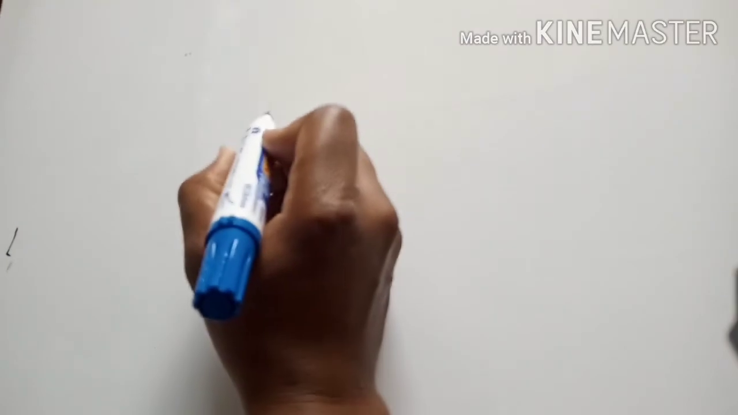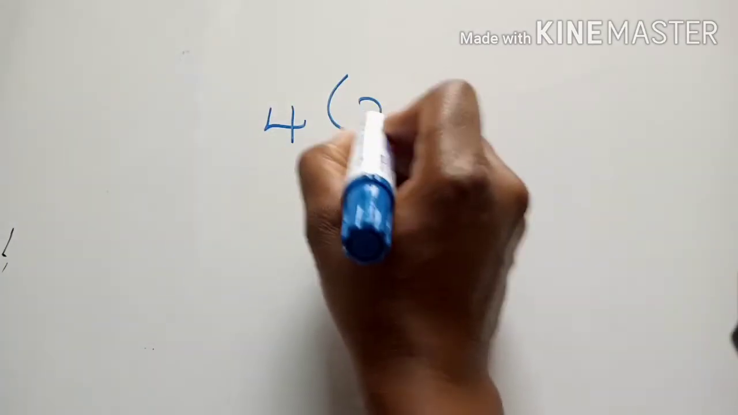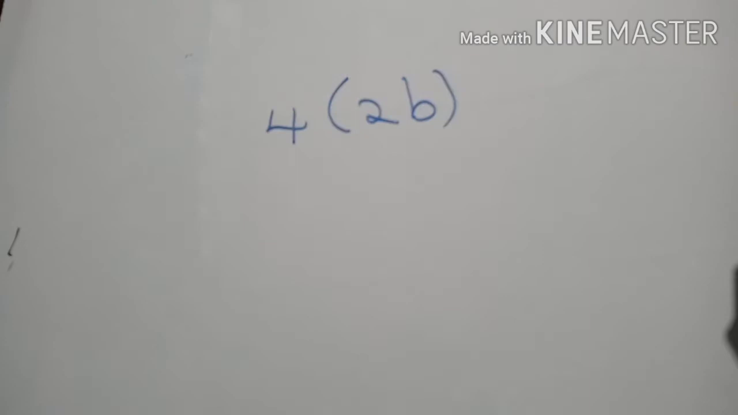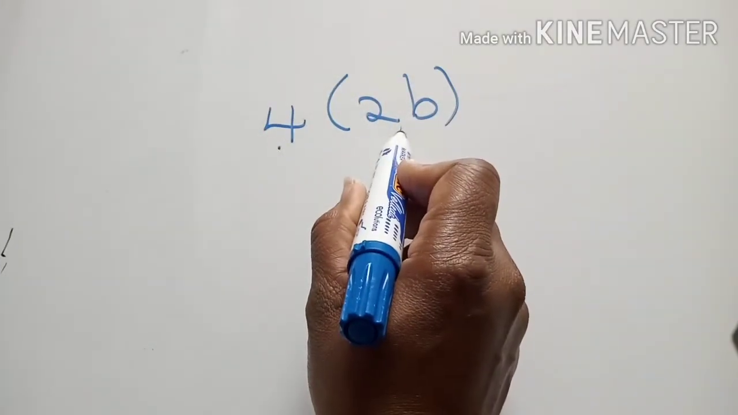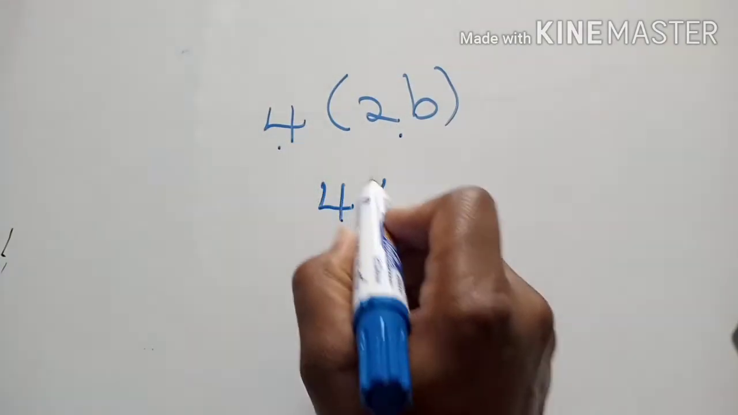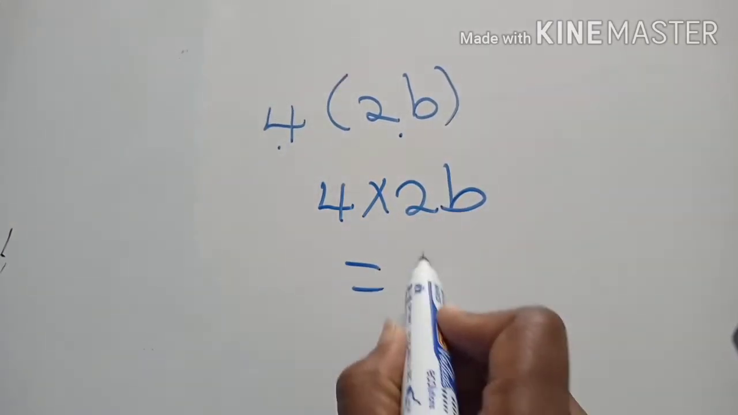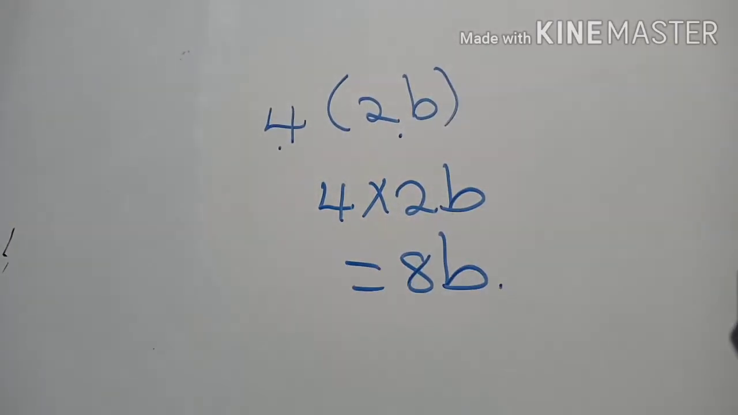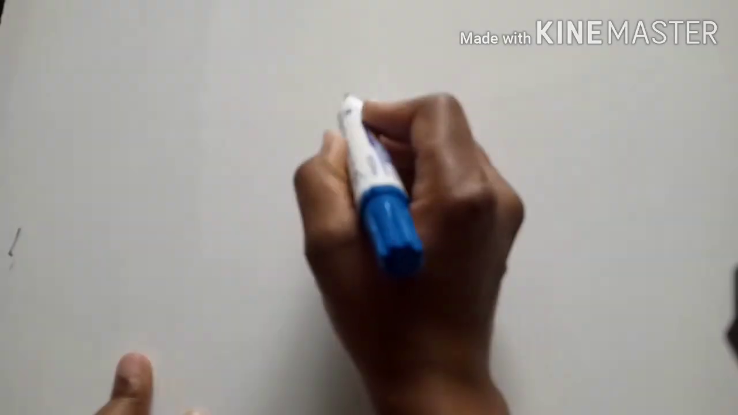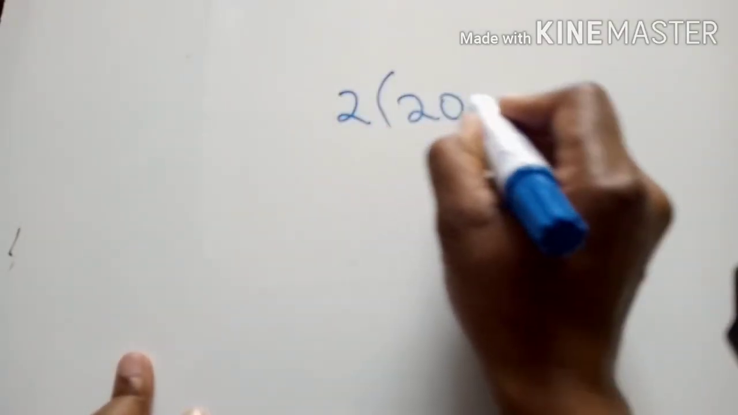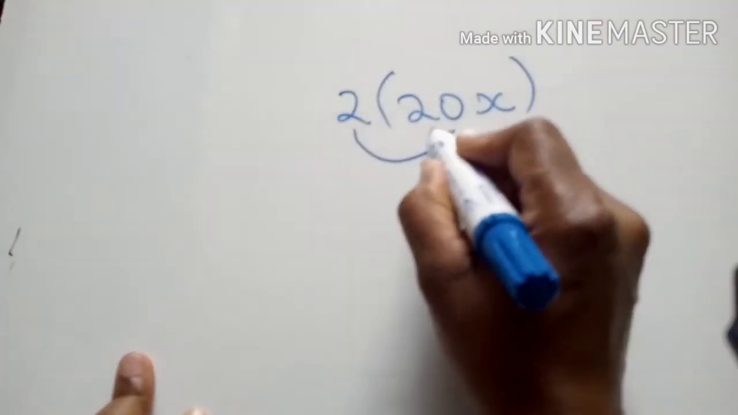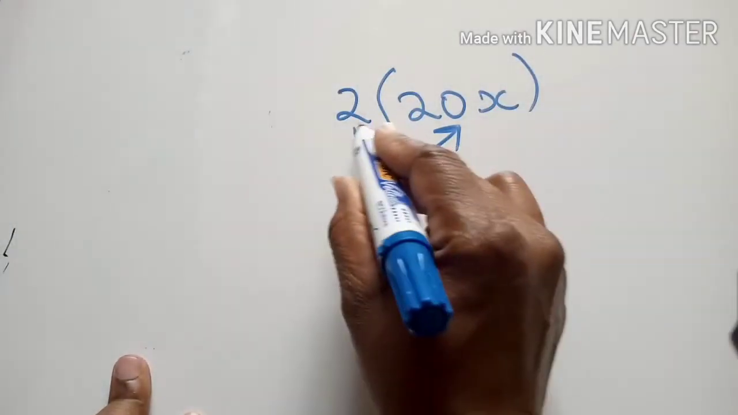In algebra, we also multiply, so that you have brackets. For example, 4 into brackets 2b. So this 4 will have to be multiplied by 2b. So this means it is 4 times 2b. 4 times 2b is 8b. And that is our answer. If we had 2 into brackets 20x, we would multiply this by the term 20x.